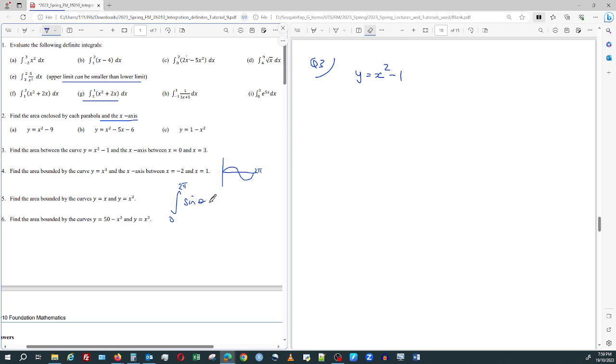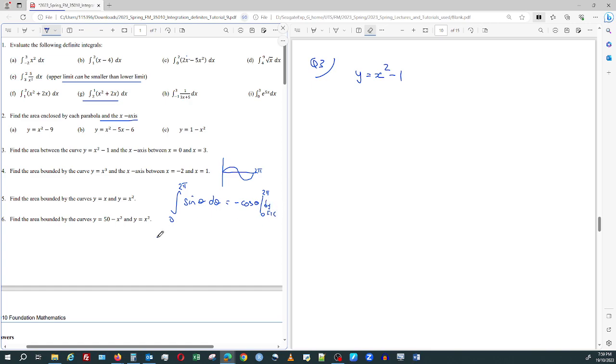So let's do sine theta d theta, it doesn't matter, but let's do that. So the integral of sine, the differential of sine is cos. So the integral of cos is sine. So the integral of sine is the other one. So it's minus cos theta between 0 and 2 pi by FTC.